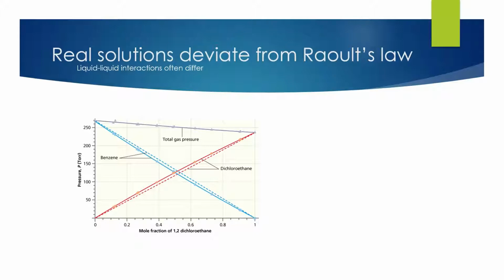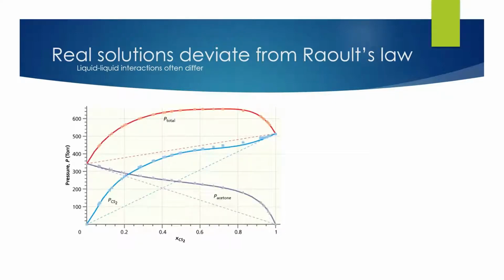There are plenty of solutions for which Raoult's law doesn't work at all. So we can see an example of acetone and carbon disulfide here. And you can see that these basically never follow Raoult's law. Since every substance is different, it is very unlikely that any two substances would interact in such a way that they would both obey Raoult's law. We can see that this solution deviates very strongly from Raoult's law. So Raoult's law is not going to be able to explain this solution, and we have a non-ideal solution.